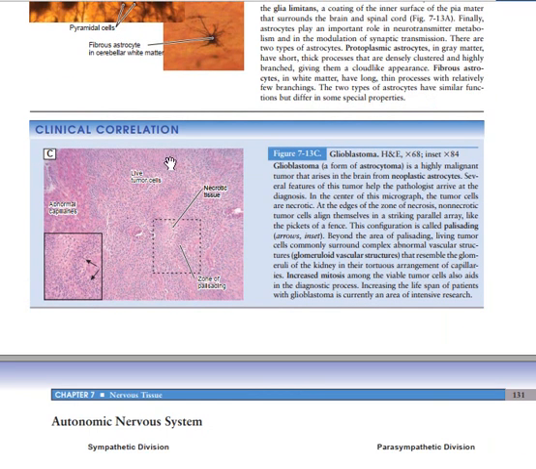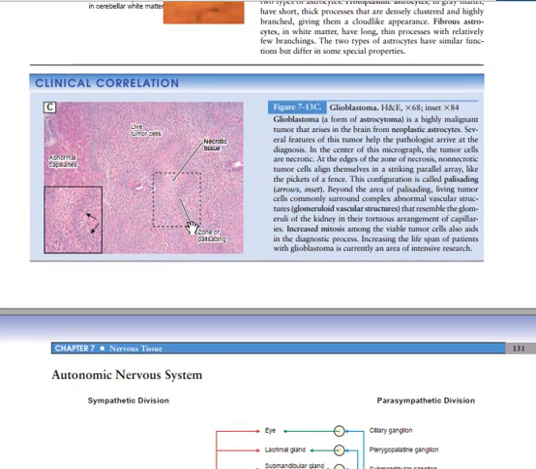Now the clinical correlation of astrocytes is glioblastoma, and a glioblastoma is a form of astrocytoma. It is a highly malignant tumor that arises from neoplastic astrocytes. So how do you visualize glioblastoma on the histologic section? You visualize it with abnormal capillaries one, you visualize it with the live tumor cells two, you visualize it with the necrotic tissue three, and you visualize it with zones of pseudopalisading.